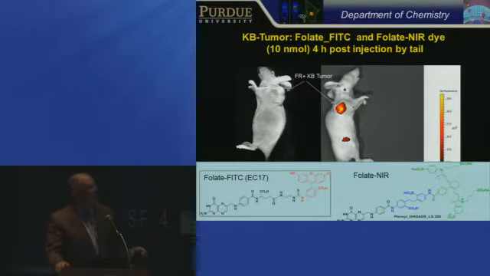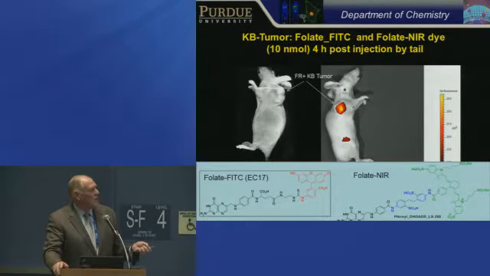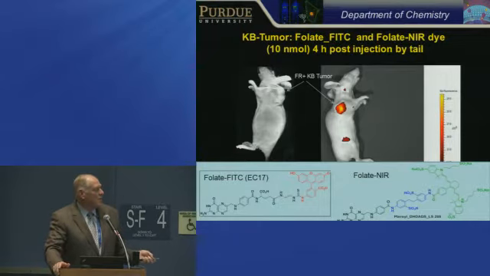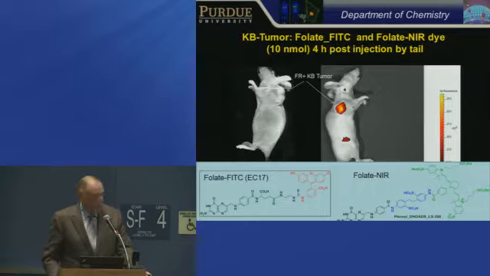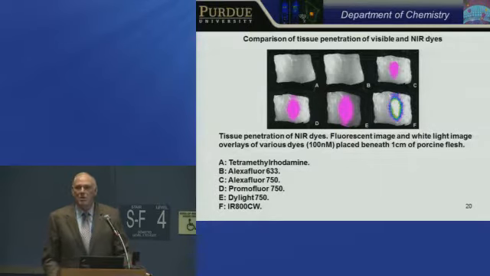Because of this, we did some studies where we took the folate fluorescein, which is green, and injected it into the tail vein and looked to see what we could see in a folate receptor expressing mouse. And the same tumor in another mouse was then imaged with a folate linked to a near-infrared dye where the light can penetrate the tissue. Here are the structures down here in case you're interested. The difference is extraordinary. This is very easy to see and this is not. So this indicated that we should switch to a near-infrared dye.